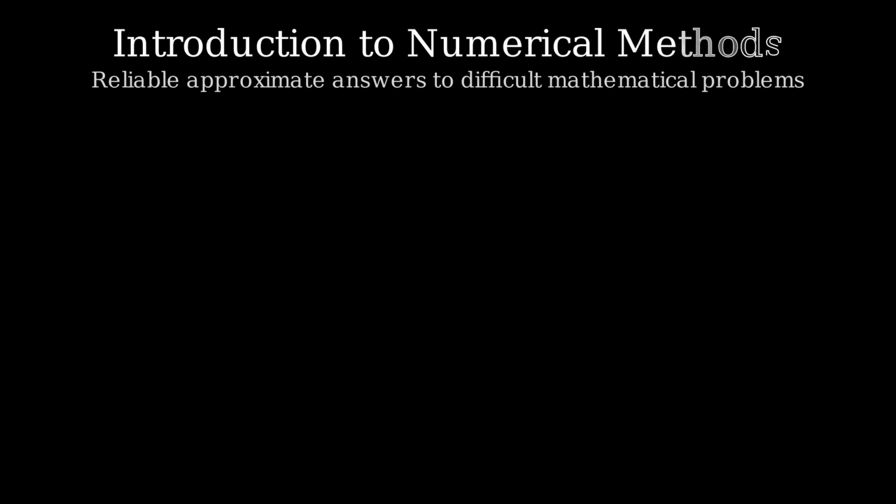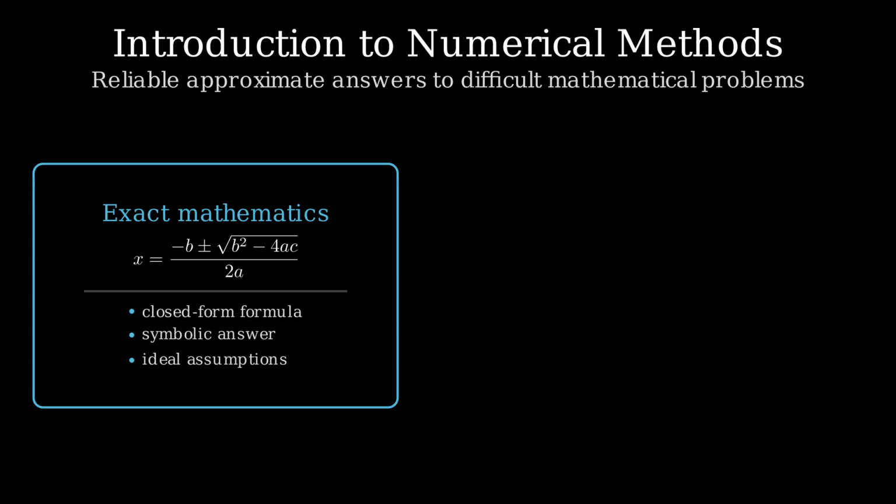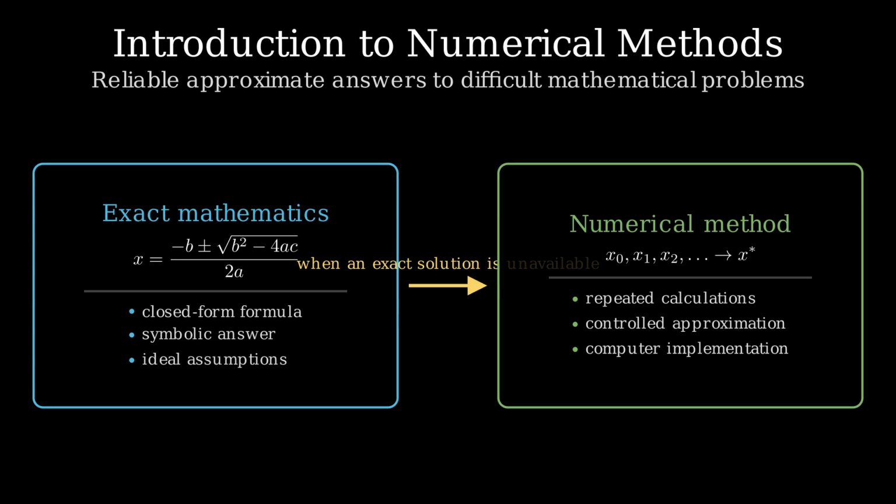Numerical methods are systematic procedures for obtaining approximate solutions to mathematical problems. They replace a difficult symbolic problem with a sequence of simpler arithmetic steps. A computer can repeat those steps until the answer is accurate enough.